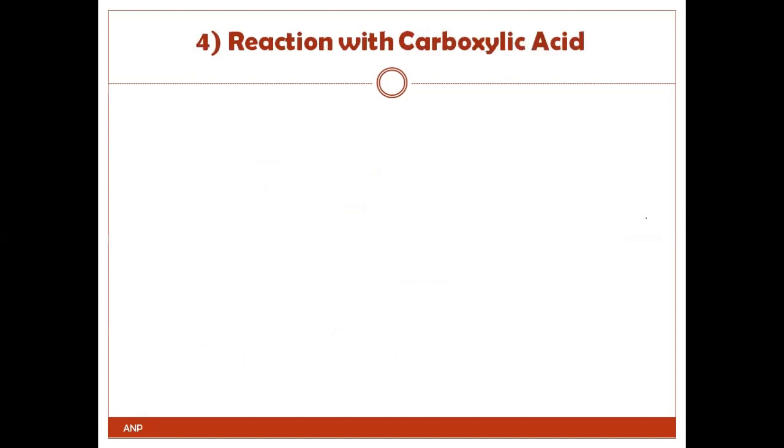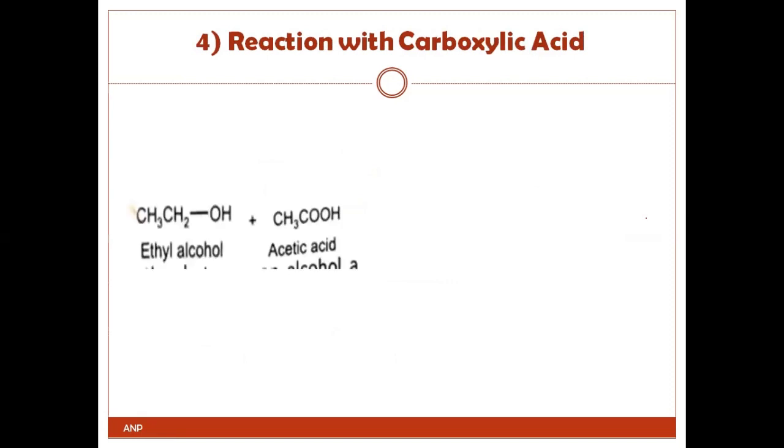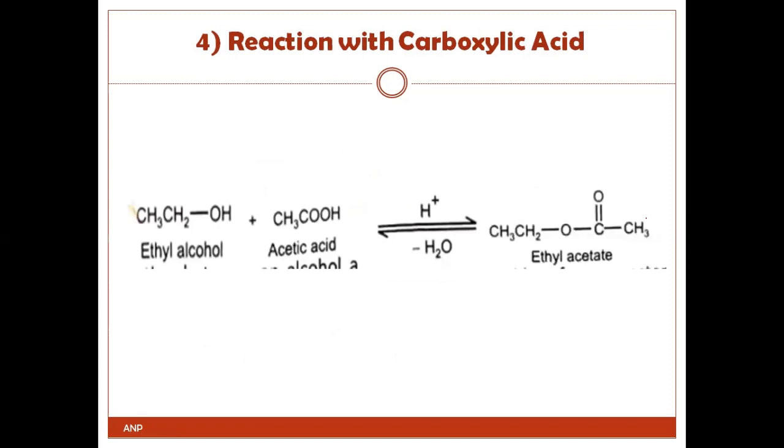Reaction with carboxylic acid. Alcohols react with carboxylic acid to form ester. For example, ethanol, when reacted with acetic acid, gives ethyl acetate. So the reaction between alcohols and carboxylic acid to form the ester is called esterification. When acid reacts with alcohol, it gives ester, and the reaction is called esterification.